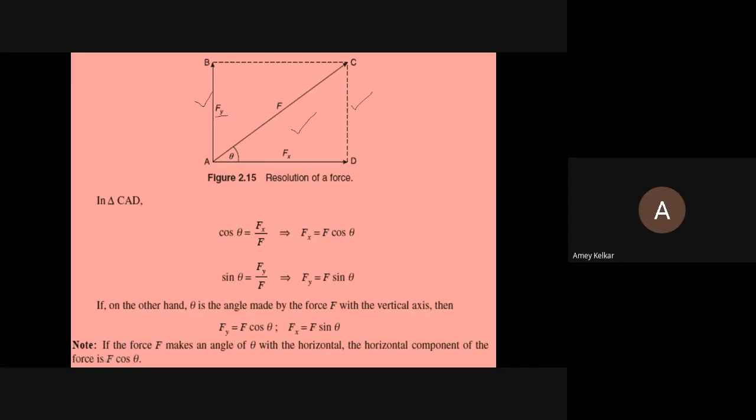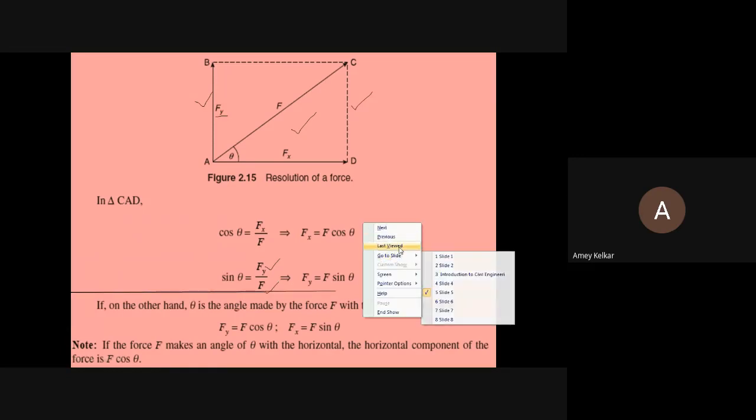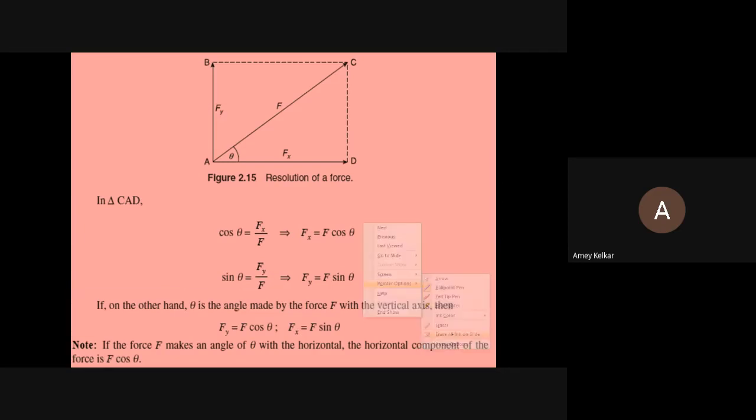AB is given by Fy. So when we write sine theta, we get it as Fy divided by F, or Fy is equal to F sine theta. Okay, Fy we get as F sine theta. So one force which is given, which makes an angle theta with the horizontal axis, its horizontal component Fx is equal to F cos theta, and the vertical component Fy is equal to F sine theta.